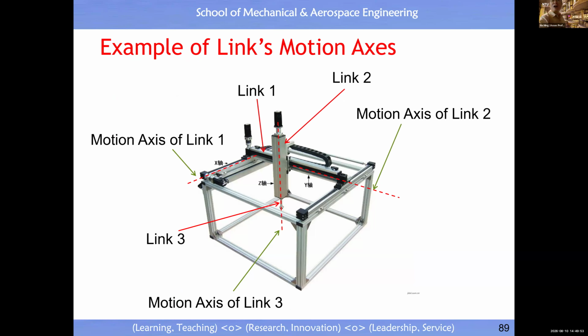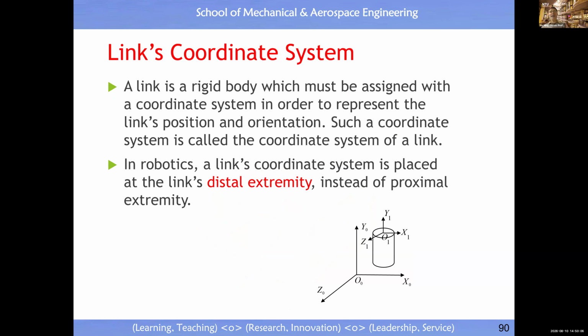So this is an example of the motion axis. You have link 1, link 2, and the motion axes of link 1 and link 2. Spend time to visualize, and pay attention to this slide. Just like I mentioned, the convention in robotics is to assign the coordinate system at the distal extremity, not the proximal extremity.